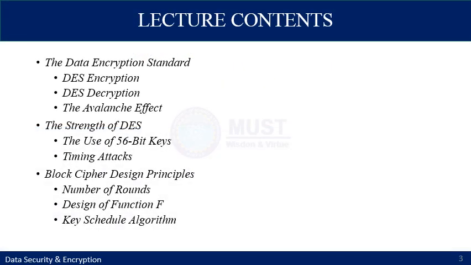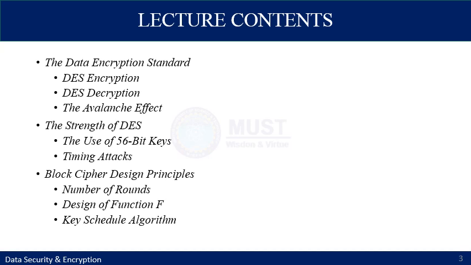Let's have a look at the lecture contents. In this lecture we are going to study the data encryption standard, and we will discuss the process of encryption and the decryption in DES. Then we are going to discuss an example and study the effect called Avalanche Effect. There will be some discussion about the strengths of data encryption standards by using different keys such as 56-bit keys or 64-bit keys, or using a more secure key such as using a triple data encryption standard.